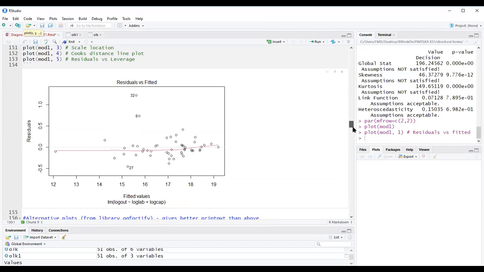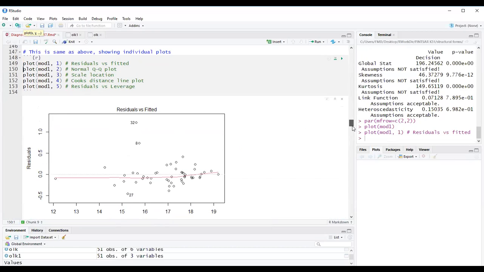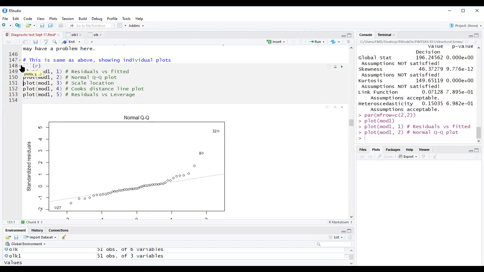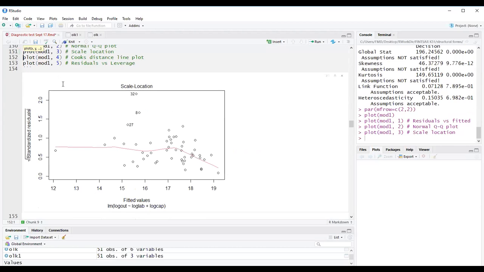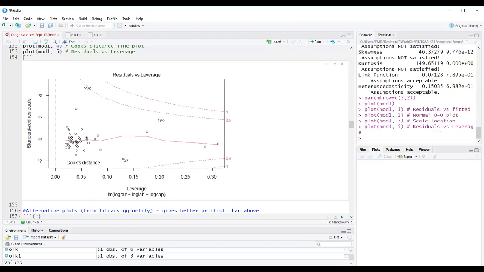Guys, clear? Pareho lang yan na nasa taas, no? May nadagdag nga lang sa 4, tingnan natin itong 4. So itong 2, pareho lang, normal. 3, scale location. 5, residuals versus leverage, pareho lang yan. Okay, so mas kita dito, no? Wala dito si 8. Can you see 8, guys?